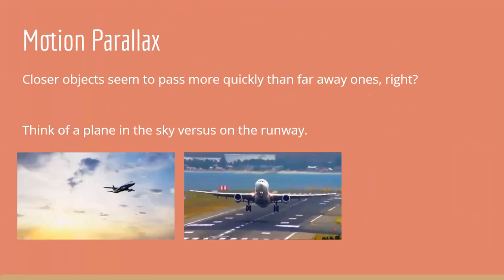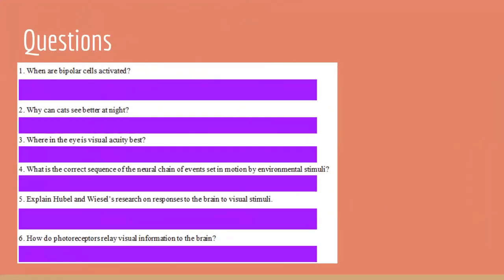Okay, what is motion parallax? This is the idea that closer objects seem to pass more quickly than faraway ones. So think about if you've ever been to an airport, you see a plane on the runway. It seems like it's going pretty fast, right? Well, it's probably going even faster when it's in the sky, but it looks like it's going slower because it's far away. That's motion parallax. All right, let's look at some questions here.